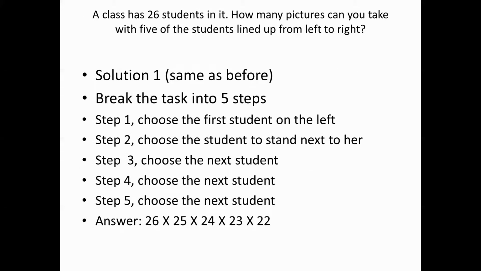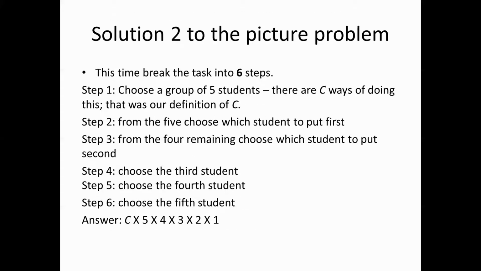So solution 1, same as before, we break the task into 5 steps. We choose the first student, choose the second student, choose the third student, etc. 26 times 25 times 24 times 23 times 22. Exactly the same as before. But now we're going to solve it a different way. This time we're going to break the task into 6 steps. First, just choose which 5 students you're going to line up for your picture. Just choose the group of 5. And that's the number we don't know. We called it C. There are C ways of doing that. That's just what we called C.